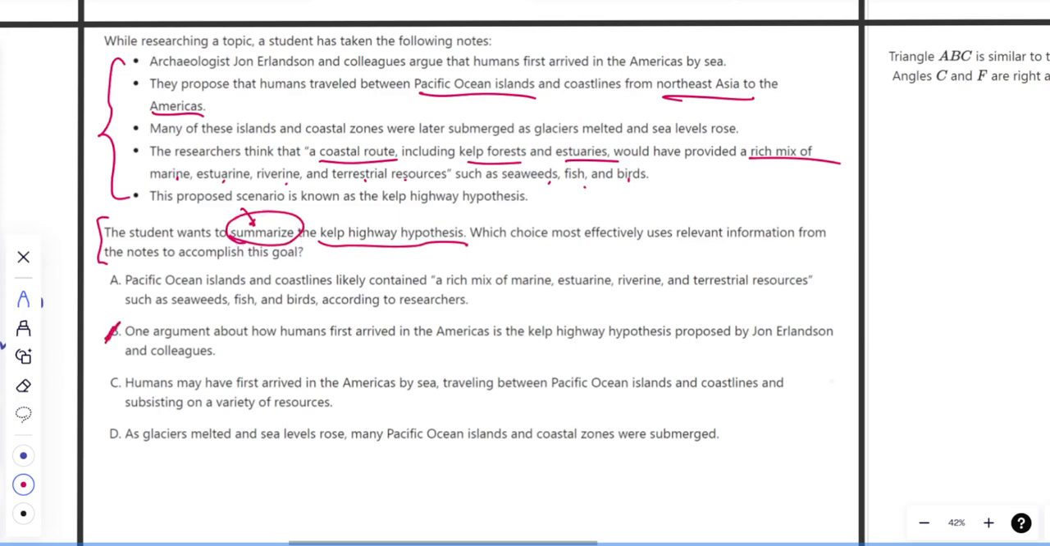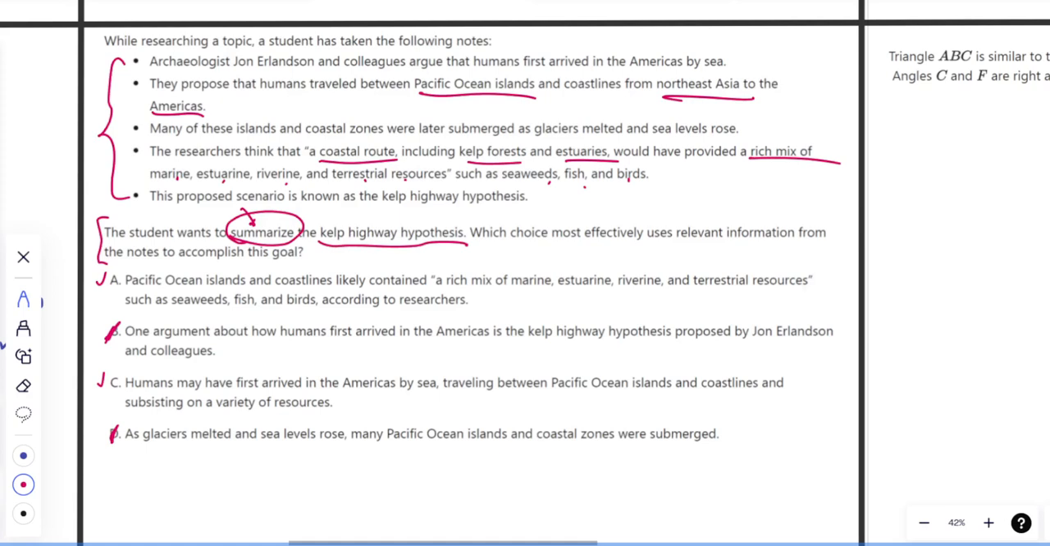Humans may have first arrived in the Americas by sea, traveling between Pacific Ocean islands and coastlines and subsisting on a variety of resources. Yeah, that one could work. Between A and C, those could both work. D, as glaciers melted and sea levels rose, many islands were submerged. That's not really summarizing the whole hypothesis, it's just one small detail. So ultimately here, I think what we're going to want to go with for this reading question.